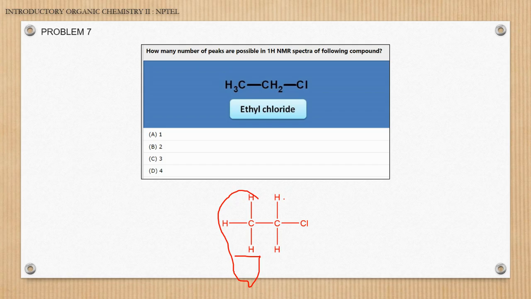Now coming to the methylene group, here also the two protons have a similar environment, as the carbon is attached to one chlorine and one carbon containing three hydrogens. That is why these protons are also equivalent, so you will see another peak because of this methylene group. In total you will see one peak for the methyl and one peak for the methylene. So a total of two peaks are possible in the 1H NMR spectrum of this compound. The correct option will be option number B. Is it clear to all of you?